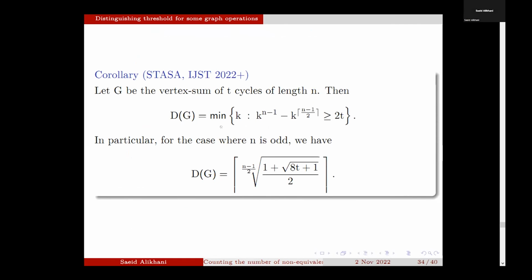And as another result and corollary, you see here the distinguishing number of G, where G is the vertex sum of T cycles of length N. This distinguishing number is equal to the minimum K such that K to the N minus 1 minus K to the N minus 1 over 2 is greater than or equal to T. And in particular for the case when N is odd, we have this same formula for the distinguishing number.